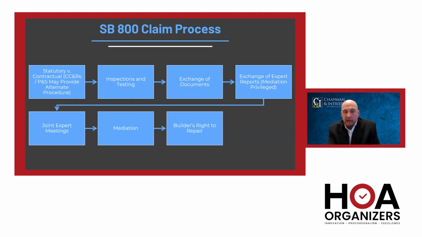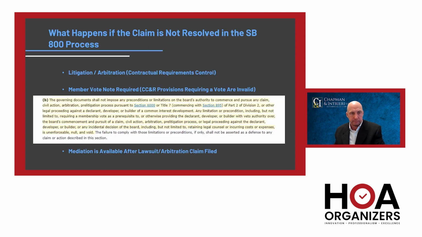Builders still, under the law, have the right to implement those repairs over the homeowner's objection, and then the homeowners can pursue a claim for inadequate repairs, as well as a claim for any components that weren't repaired in that process. Generally, this SB 800 claim process can take about 6 to 12 months, depending on the size and complexity of the community and the issues in the claim.